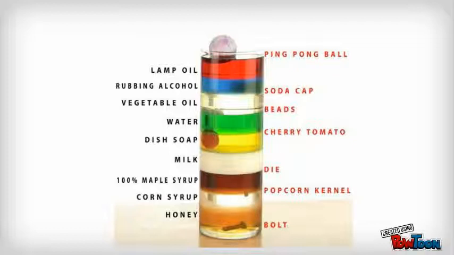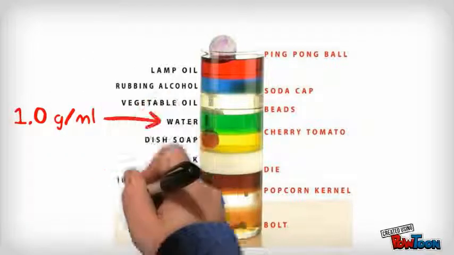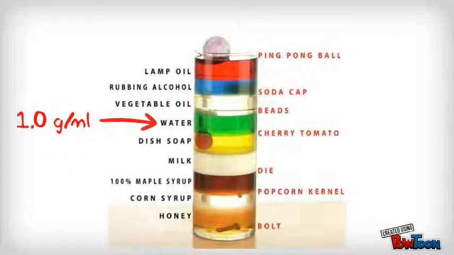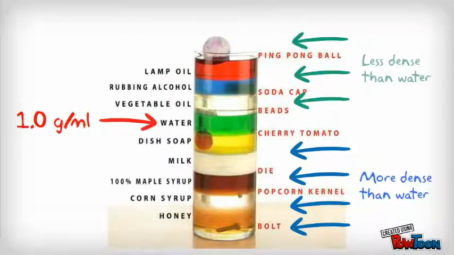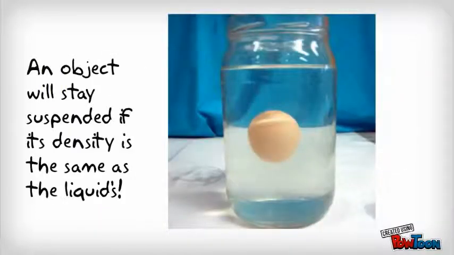An object's density determines if it will sink or float. Liquid water has a density of 1 gram per milliliter. If an object has a density higher than 1 gram per milliliter, it will sink. If the density is less than 1 gram per milliliter, it will float. What do you think will happen if an object's density is exactly 1 gram per milliliter? That's right, it will stay suspended right in the middle of the water.